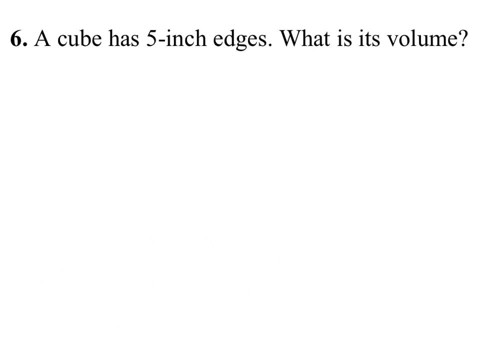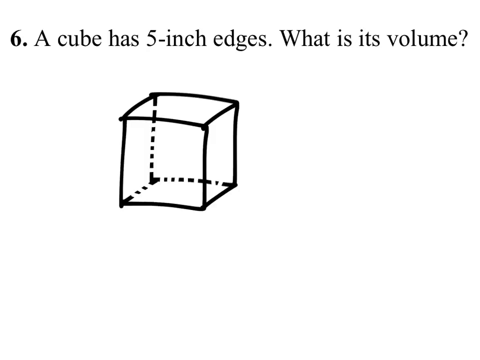Alright, number 6. A cube has 5-inch edges. What is the volume? I mean, we could draw this out if we wanted to. Alright, there we go. We'll say that's a cube with 5-inch edges like this. So this is just a rectangular prism. It just happens to be that all the rectangles are squares.